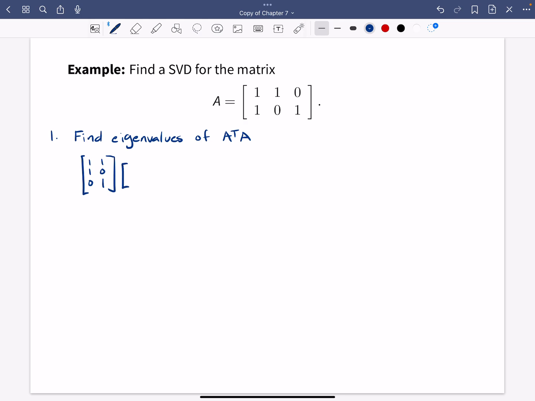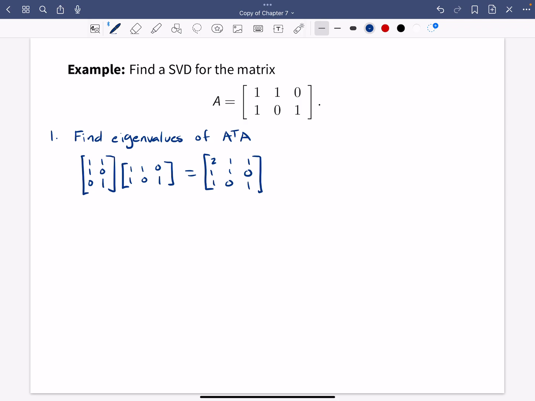So first of all, we're going to take A transpose A and figure out what that is. When we compute that matrix product, we get 2, 1, 1, 1, 1, 0, 1, 0, 1. And you'll notice this matrix is symmetric, as it should be. It should always be symmetric when you're doing this. Now this is actually a matrix we saw last class.